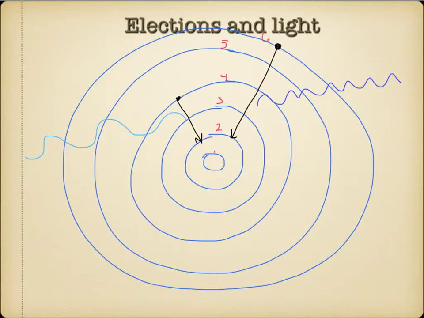Okay, so it's important to realize that electrons absorb energy and come up, but then they also emit energy, and when they emit energy, it comes out in the form of light.